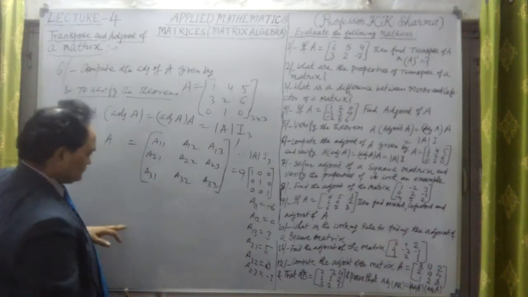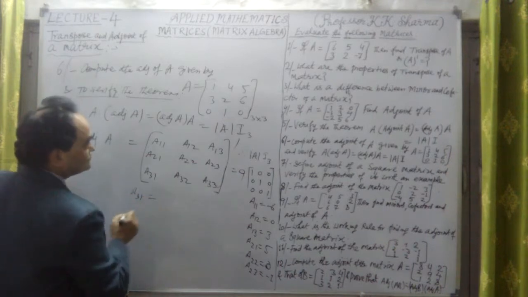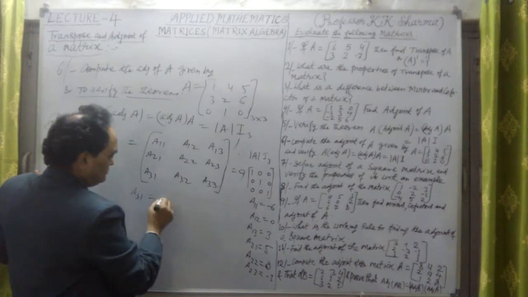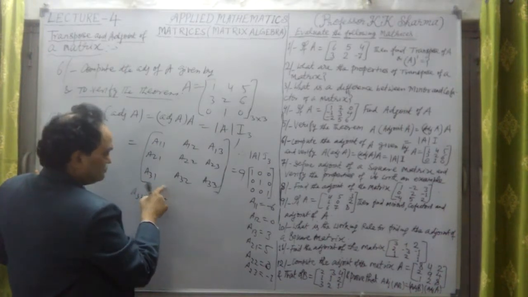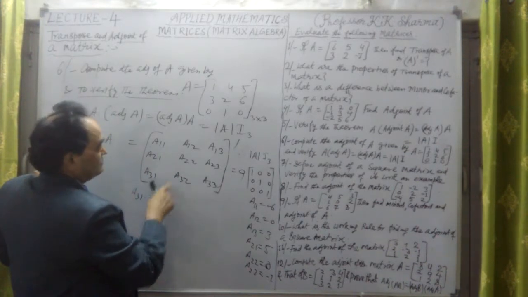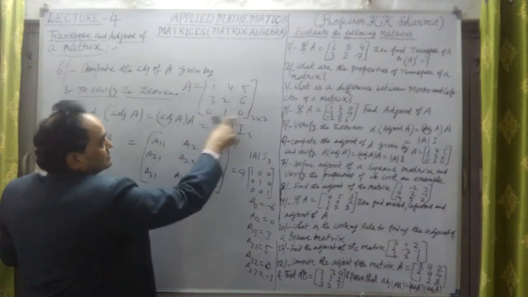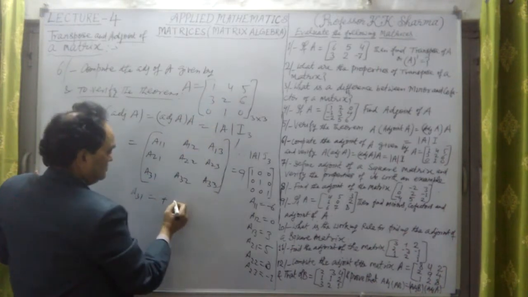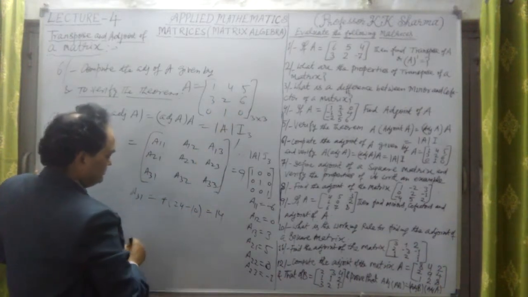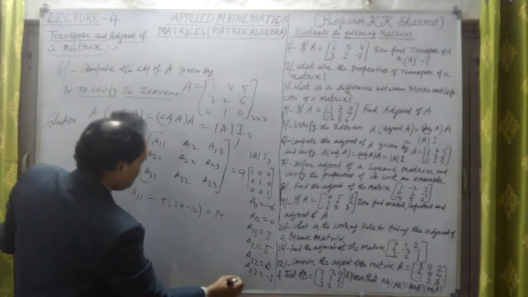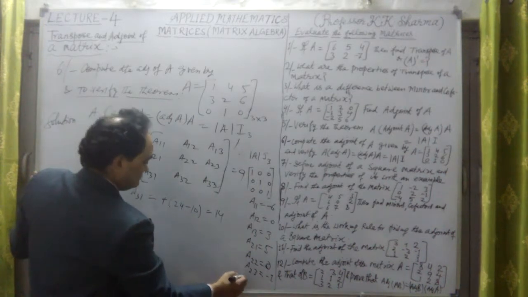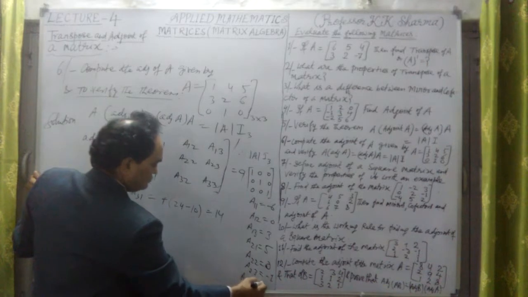For the last row, A31, the cofactor of 0. A31 is positive, because 3 plus 1 is 4, and minus 1 to the power 4 is positive, so it is a plus sign. For 0, this is 4 into 6 is 24, minus 5 into 2 is 10, and 24 minus 10 is 14. So A31 is plus 14.